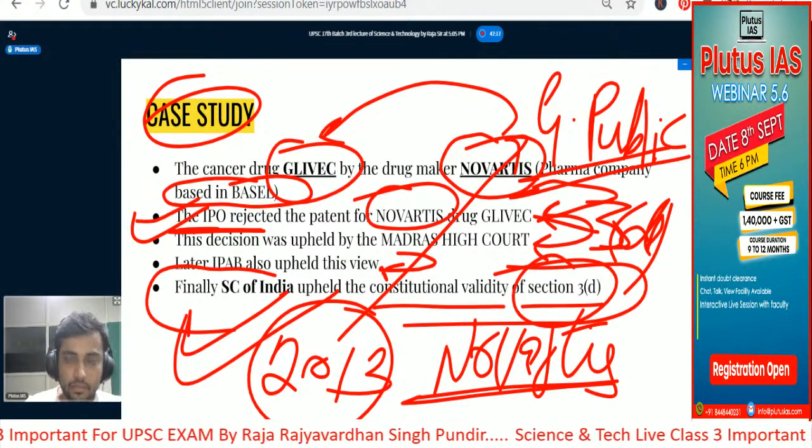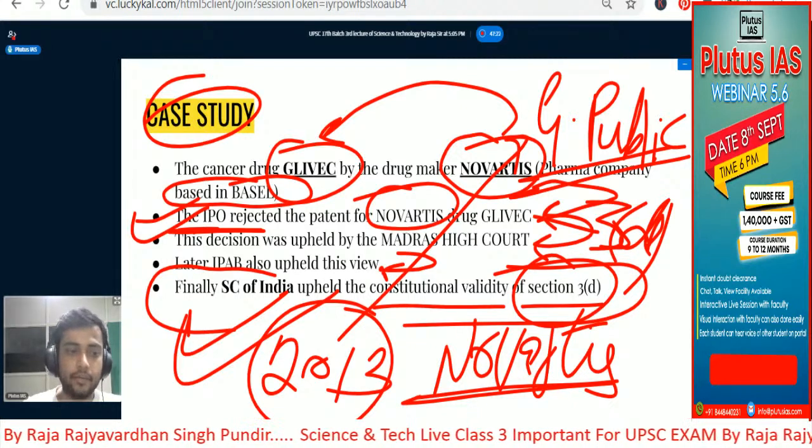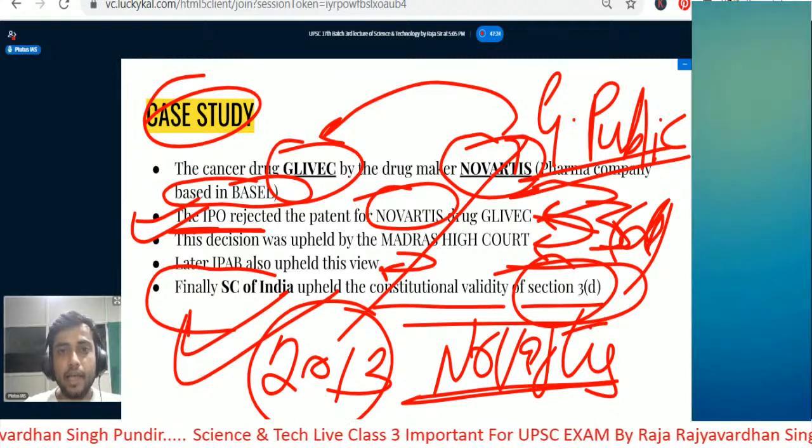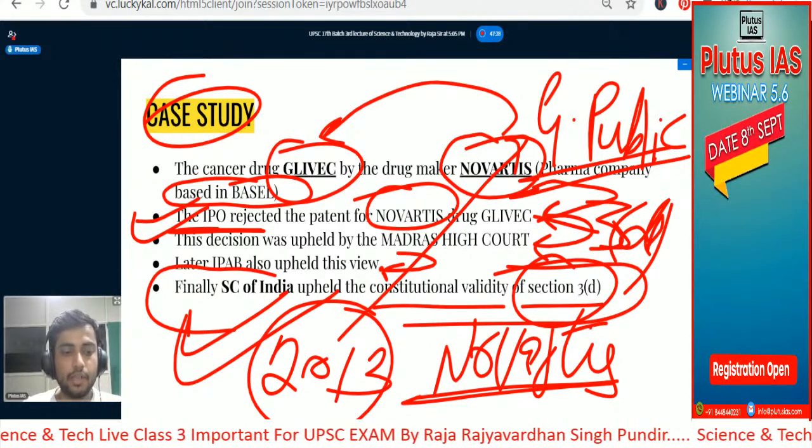So the Supreme Court upheld the constitutional validity of Section 3D, using which we denied the evergreening of the patent to Novartis, the drug of Novartis, Gleevec.